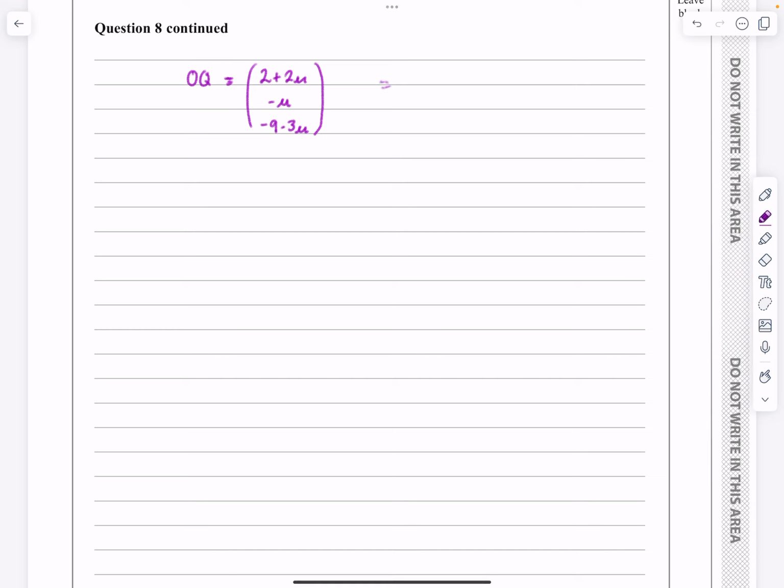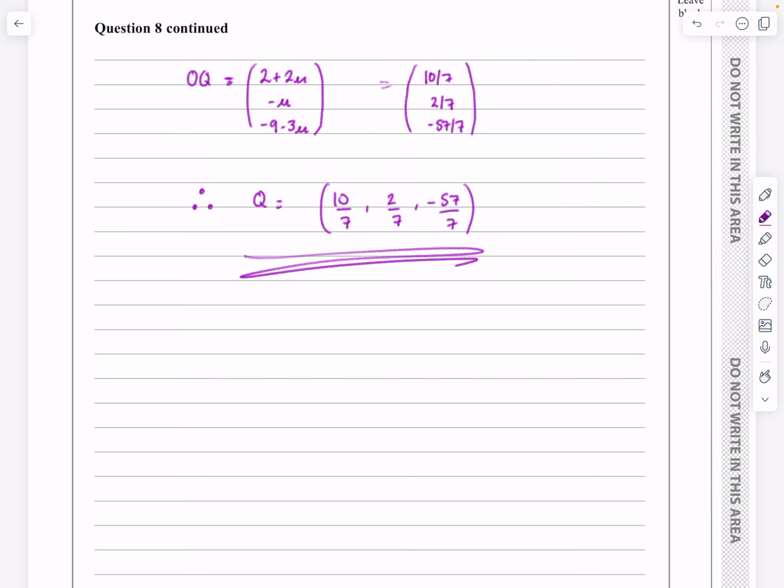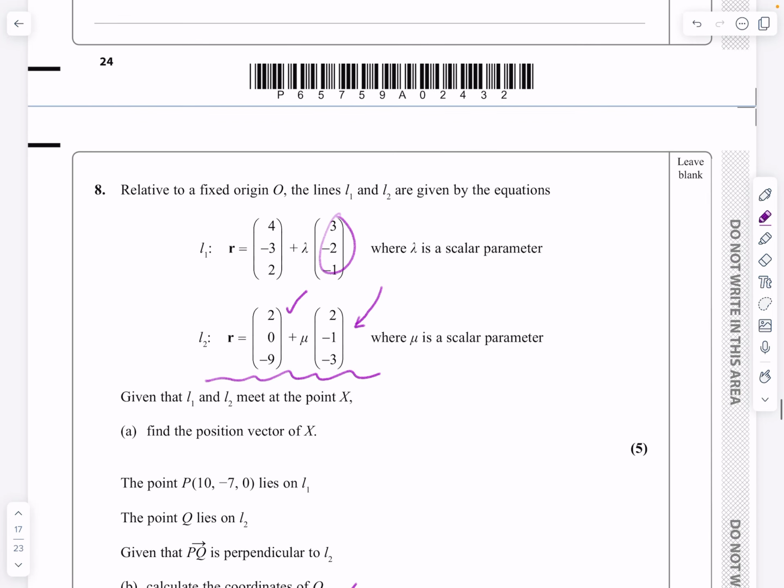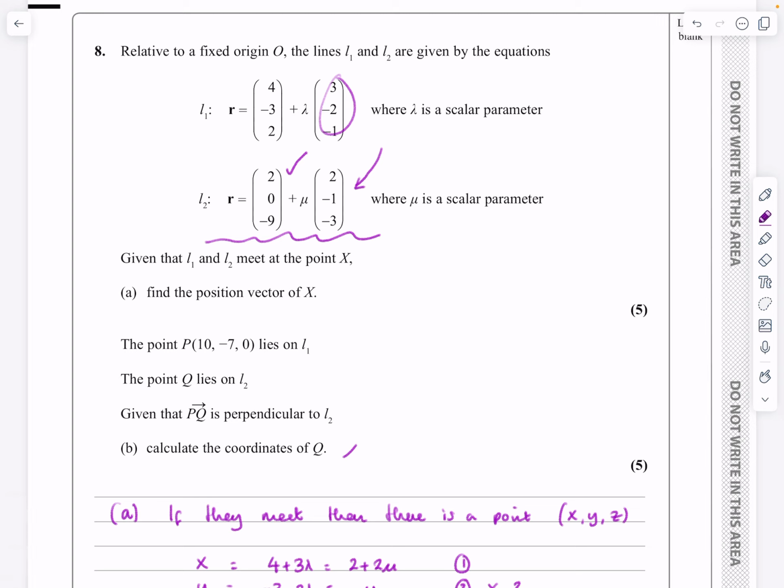So that means that the vector will work out to be (10/7, 2/7, -57/7), if you put it all in, but almost the opposite of the previous one, we want the coordinates this time. So that's going to be (10/7, 2/7, -57/7) when you put all those values in. Okay, so hopefully that makes sense as a question. It's a relatively standard one that we need to go through and make sure that we practice lots of that type. Hopefully that all makes sense to you.